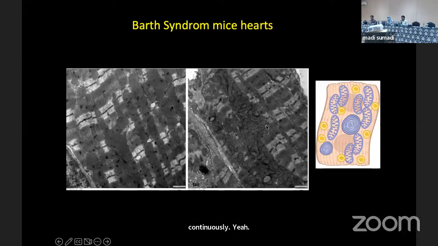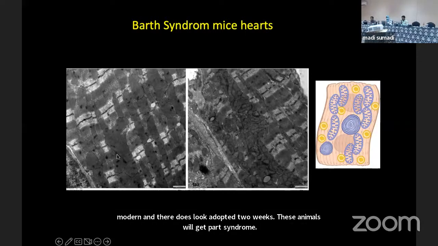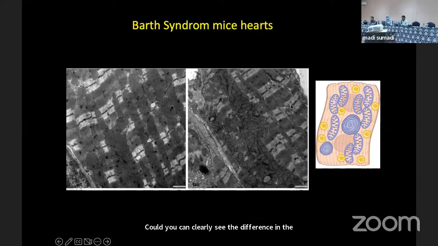We're trying to understand one project, Barth syndrome. In Barth syndrome, patients, mostly children, develop cardiomyopathy, and it goes to heart failure. What we know is that there's a problem with the mitochondria, but people didn't even look under the microscope. We're trying to understand what happens in this mouse heart. So we have a nice mouse model, and after 12 weeks these animals will get Barth syndrome. So you can clearly see this difference between the normal healthy animal and a Barth syndrome animal.